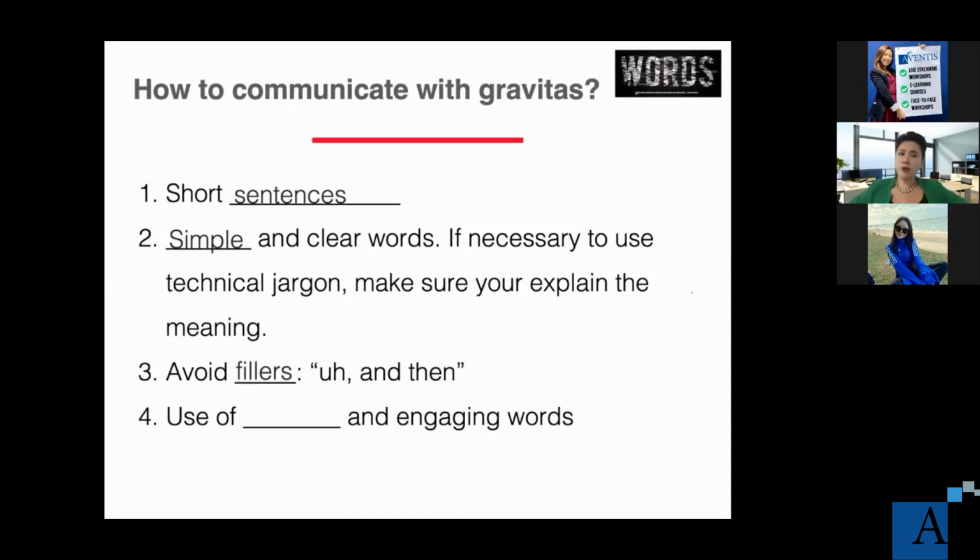But if you speak with Gravitas, Barbara, how's the status of the project? Boss, we are very much on track. What about 99% complete? You keep your sentences short. Instead of fillers, you use the power of pause.